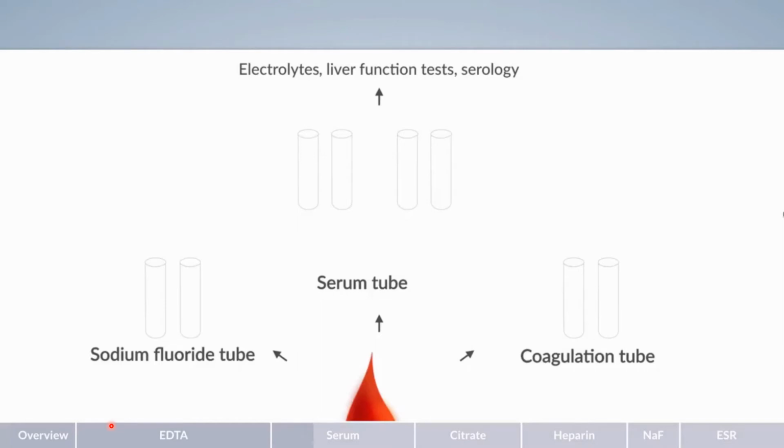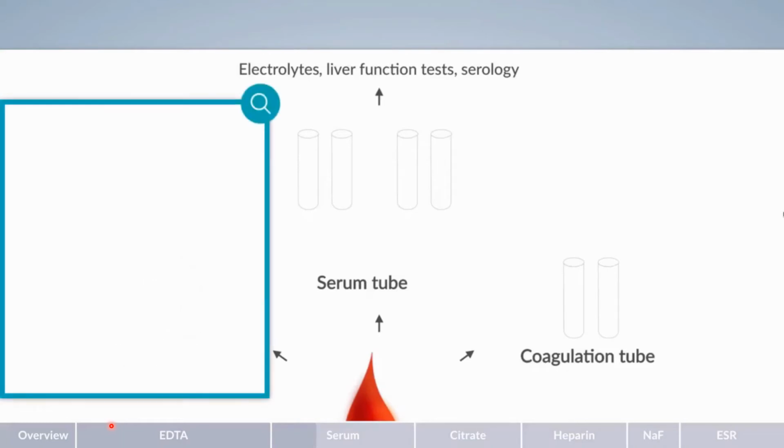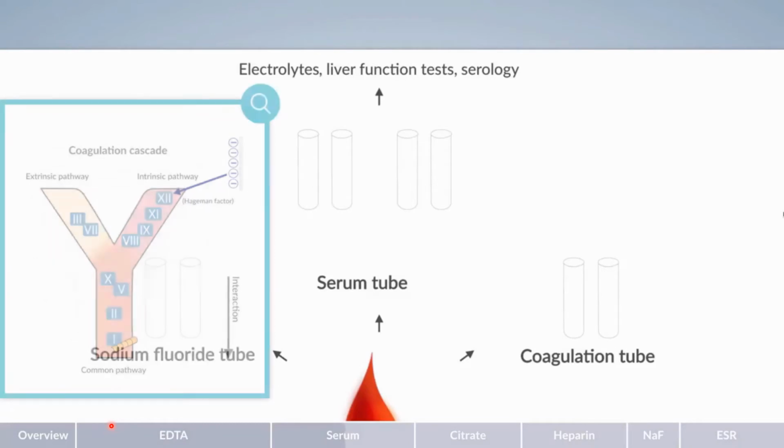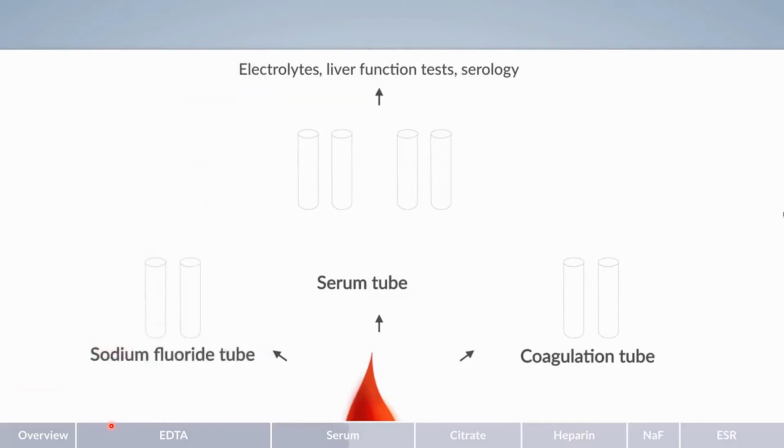You may have heard of glass initiating blood clotting. This is due to silica, a major constituent of glass. Silica has numerous negative charges on its surface, which help activate factor XII, also known as Hageman factor. Factor XII initiates the intrinsic pathway of coagulation. Nowadays, blood collection tubes are made of plastic, and to compensate for this, they are either coated with silica or contain silica-coated beads. Serum tubes are characterized by a red cap according to the international standard and a white cap according to the European standard.